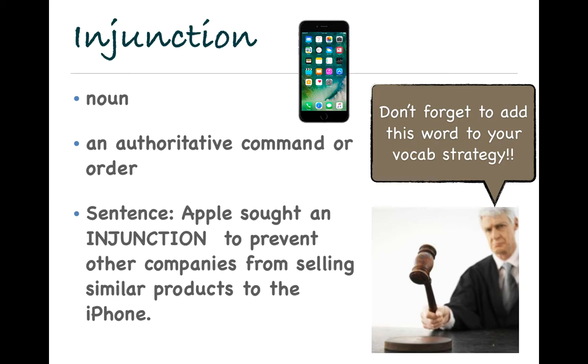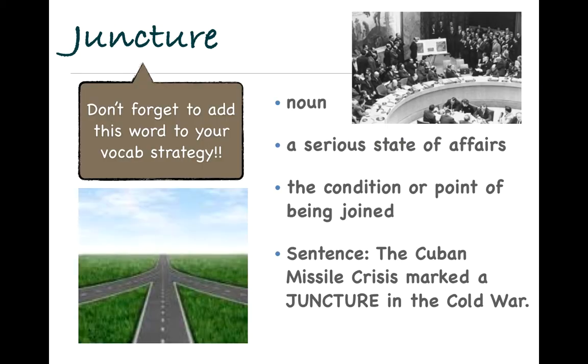The next word that uses jungo as a root is also a noun, and it is juncture. It means a serious state of affairs, but it can also mean the condition or point of being joined, as shown with the picture of the roads. So make sure you write down both definitions because these definitions are very different.